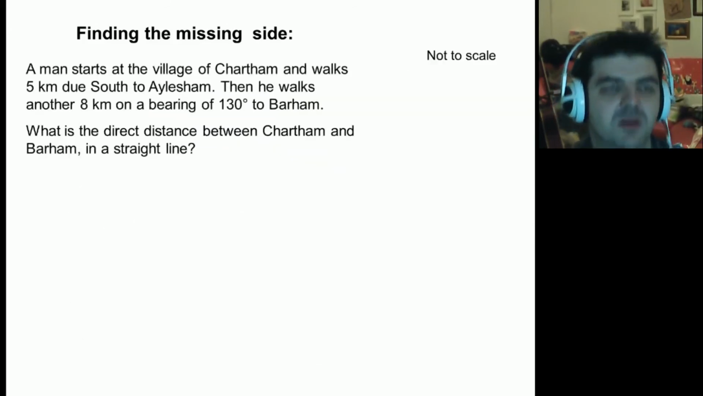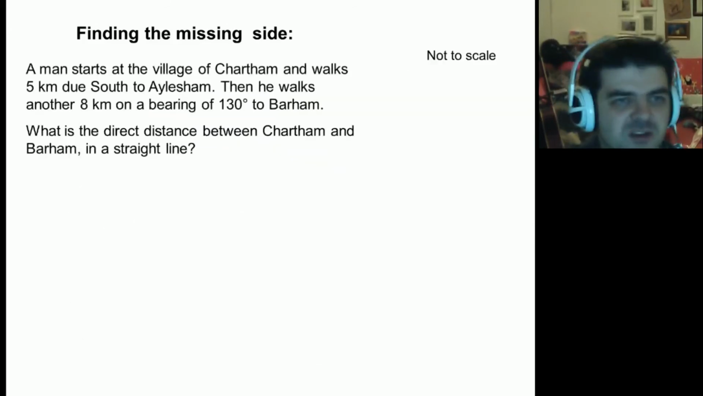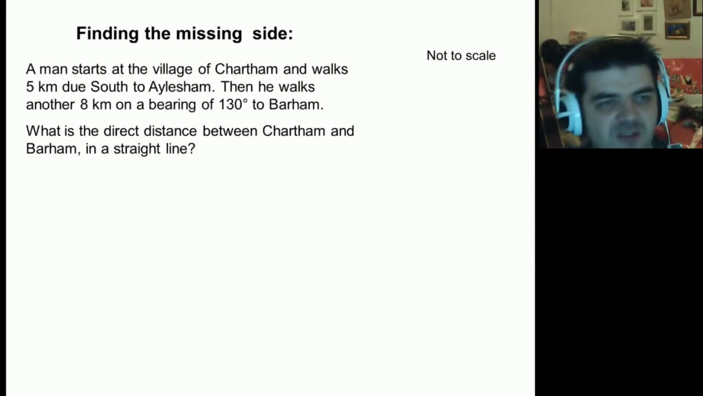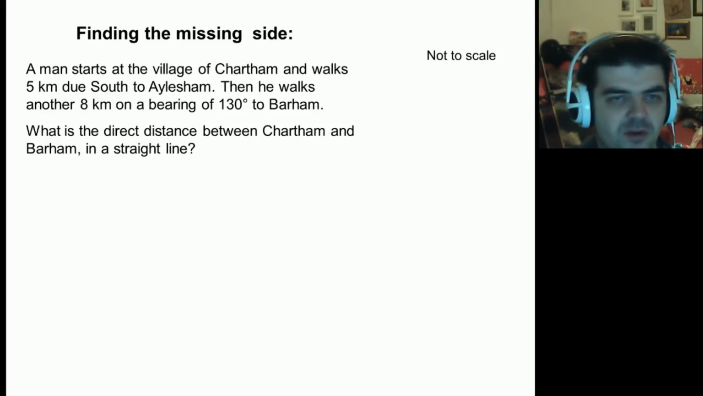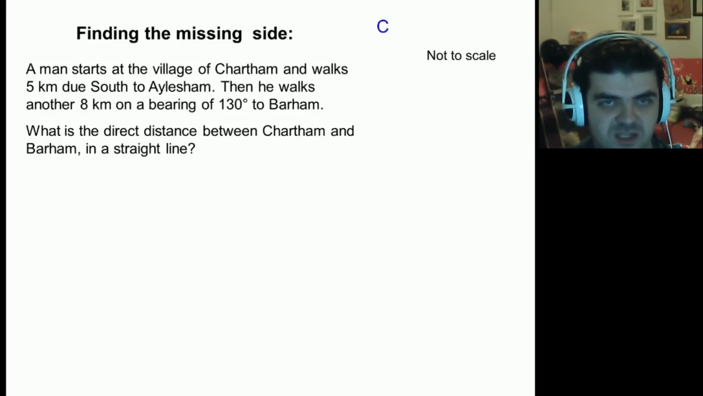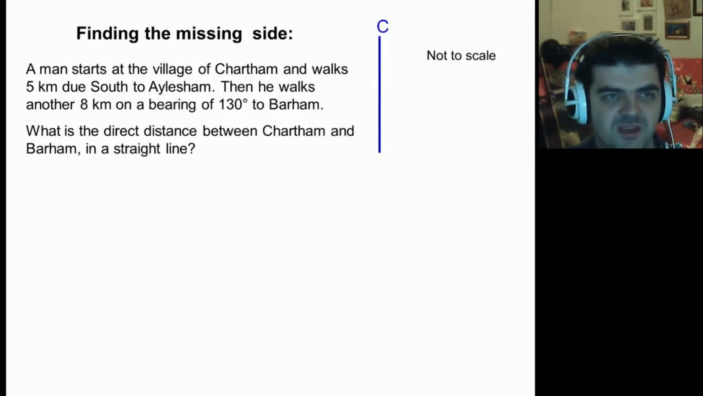Let's do another one. This time in the form of a question. A man starts at the village of Chartham and walks 5 kilometres due south to Aylsham. Then he walks another 8 kilometres on a bearing of 130 to Barham. What is the direct distance between Chartham and Barham in a straight line? So we'll need to draw this diagram out. First, draw a sketch. So C is Chartham.